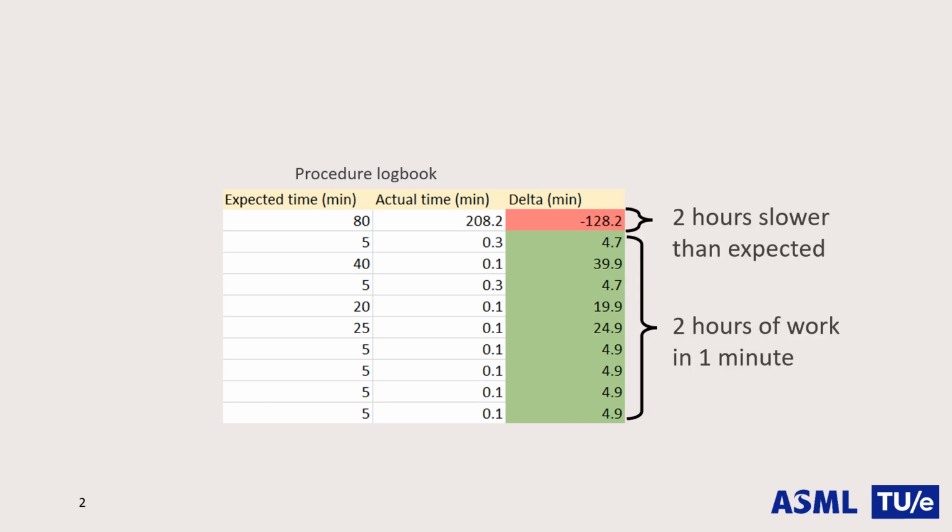In this case, we see that the first step took 2 hours longer than expected, and that all the subsequent steps, which is 2 hours of work, was performed in 1 minute. In this case, the user only kept looking at the first instruction whilst performing all of the subsequent steps.